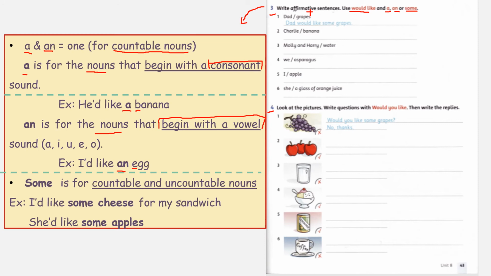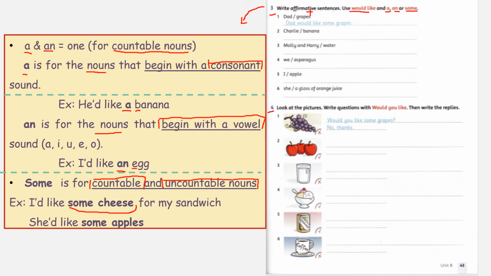Okay? Got it? While some here, some is for both countable noun and uncountable noun. You can count and you cannot count, both of them you can use some. Remember, for countable noun, it refers to something that is more than one. For example, I'd like some cheese. Remember cheese? It's like chocolate. You cannot count it. So you write, I'd like some cheese for my sandwich.